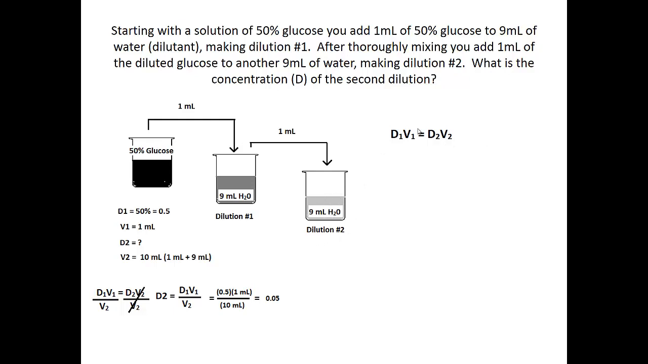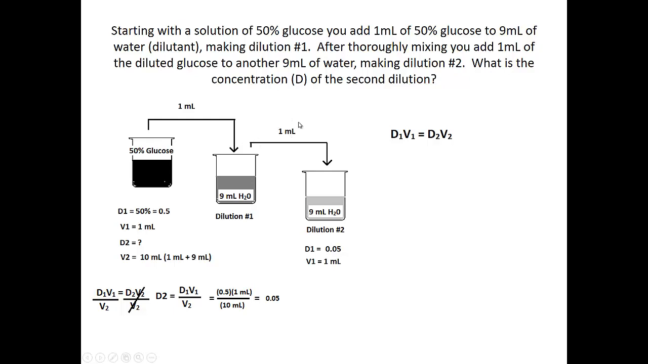Let me say that again. In the second part of the problem, D1 and V1 will relate to dilution number 1, and D2 and V2 will relate to dilution number 2. What we want to do is use the same formula with different variables now. So D1 is the starting point here for the second part of the problem. It is now 0.05. That was the answer from the previous problem. So we're going to put that now as our starting concentration.